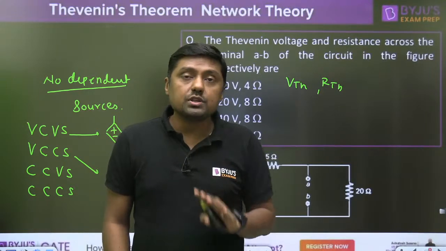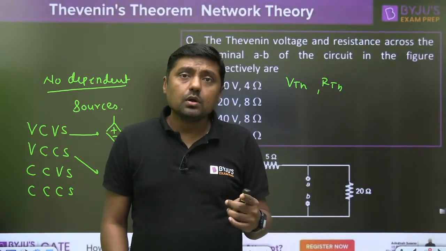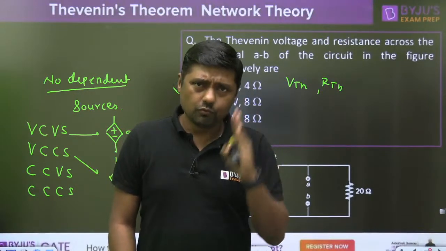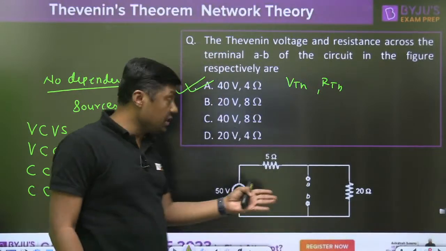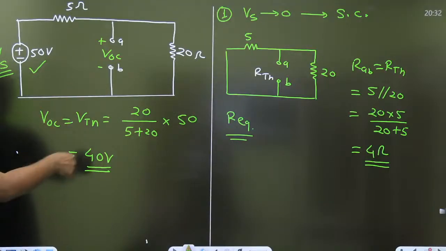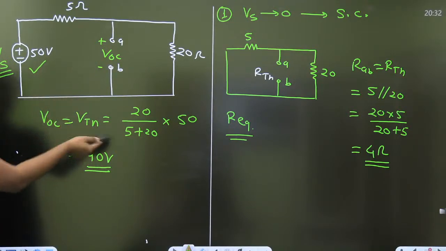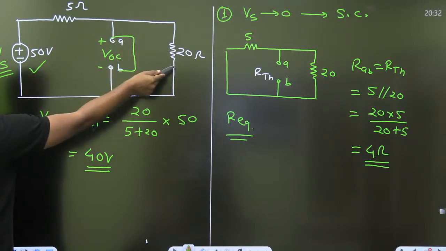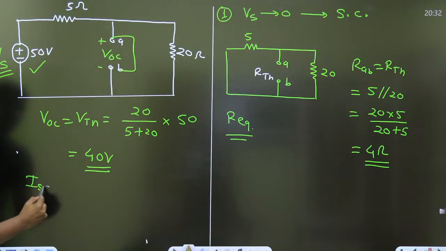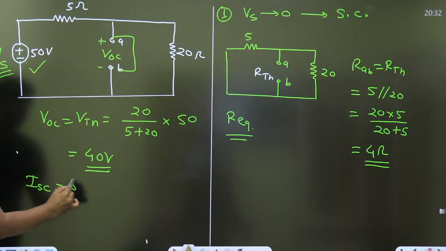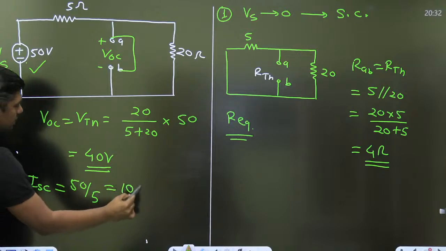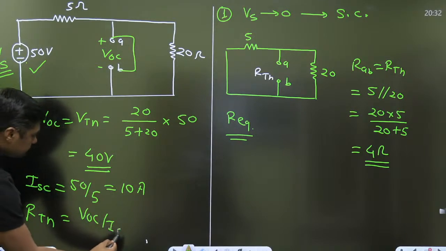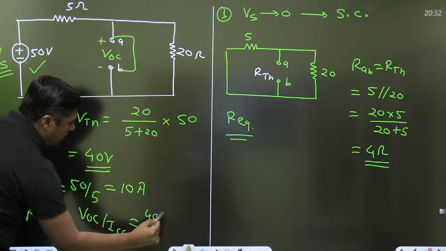First of all, find the VOC. VOC means open circuit voltage, and then find the ISC. Ultimately, you will very easily find the RTH. For example, in this question, watch this. Already we have calculated the VOC, very easy, 40 volt according to the voltage divider rule. In this question, I will make it short circuit. When it is short circuit, the 20 ohm is short circuited, and I can directly say what the ISC is. ISC is nothing but 50 by 5, directly 10 ampere. So what is the RTH? RTH will become VOC upon ISC, 40 by 10, that is 4 ohm.